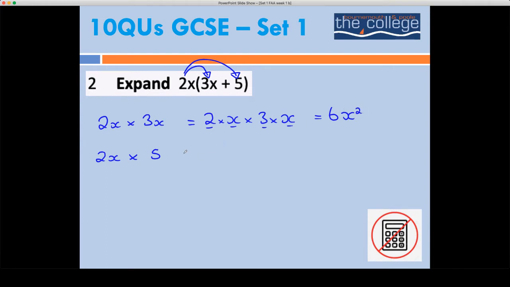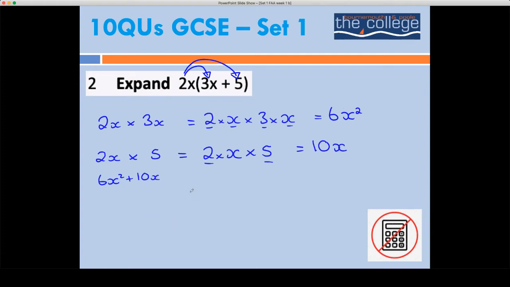So down here we have got basically 2 times x. It's good to think about splitting it up. It helps you see that you can do these numbers first. 2 times 5 first is 10, and then you just stick the x on the end because it's all being times by x. So our final answer, 6x squared plus 10x.